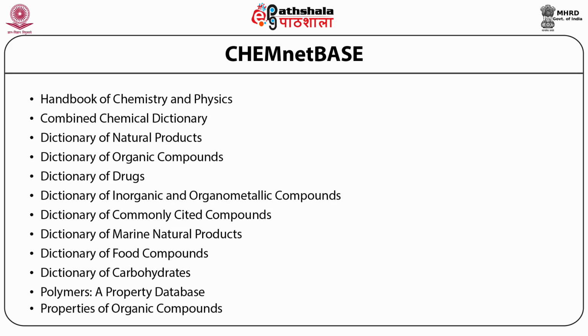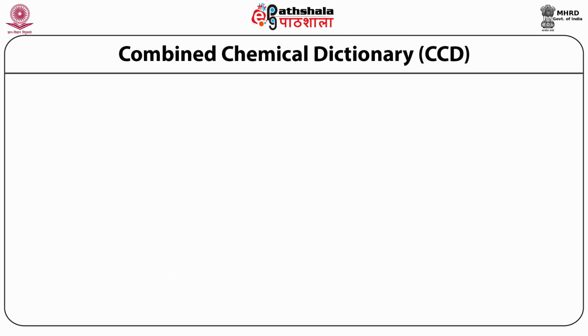ChemNetBase is a collection of chemistry databases from CRC Press, which can be subscribed to individually or collectively. It maintains a set of dictionaries or libraries, for example Handbook of Chemistry and Physics, Combined Chemical Dictionary, Dictionary of Natural Products, Organic Compounds and so on. Let's move on to Combined Chemical Dictionary.